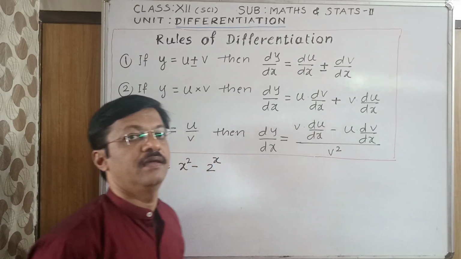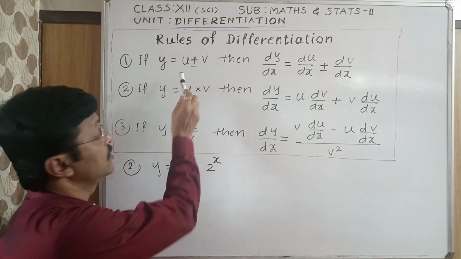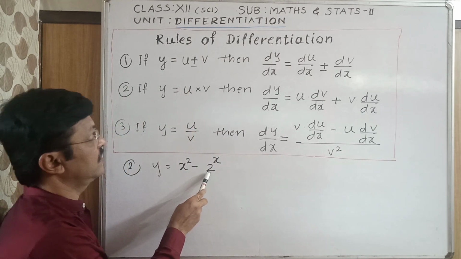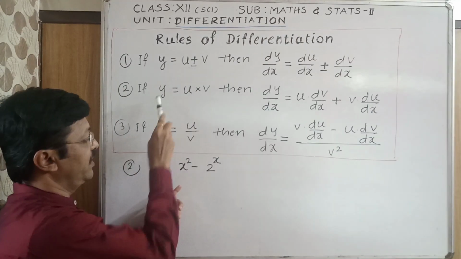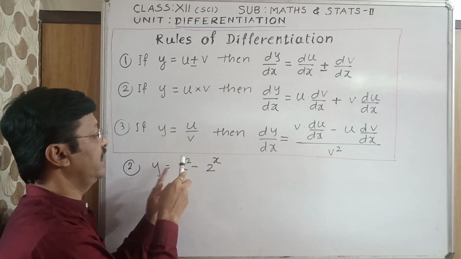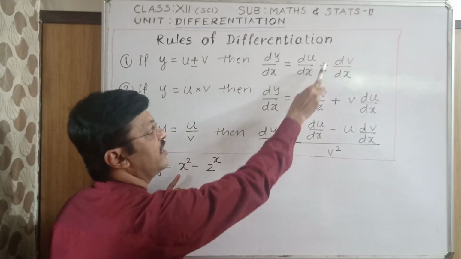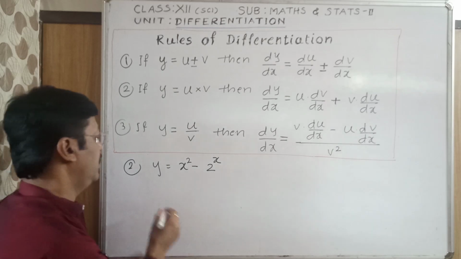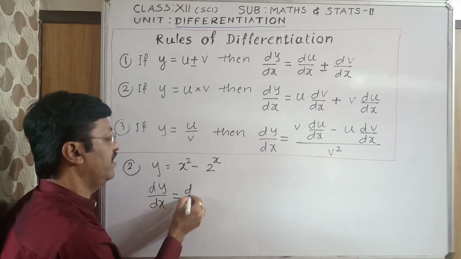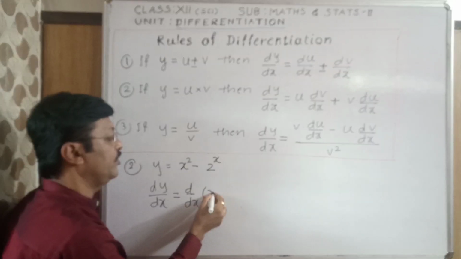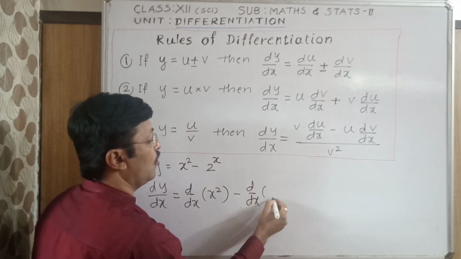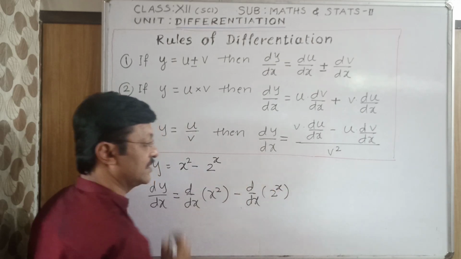Let us see the example on difference rule. See, y is equal to x square minus 2 raised to x. It looks like u minus v. Then the derivative of y as per that rule is derivative of u minus derivative of v. That means dy by dx is equal to d by dx of u, which is x square in this example, minus d by dx of v, which is 2 raised to x.